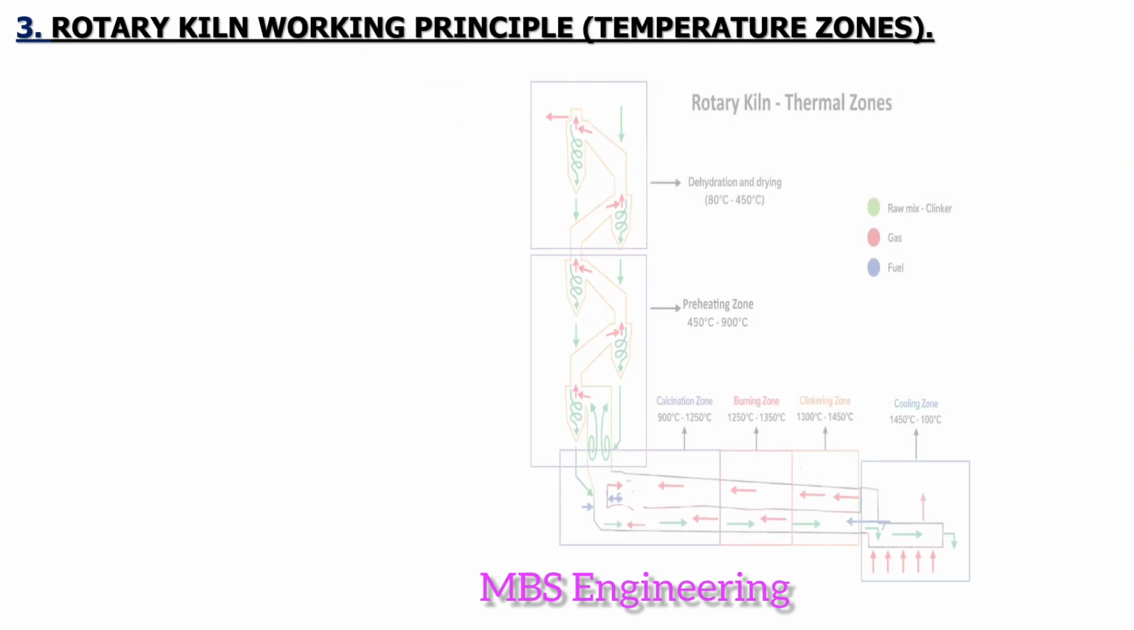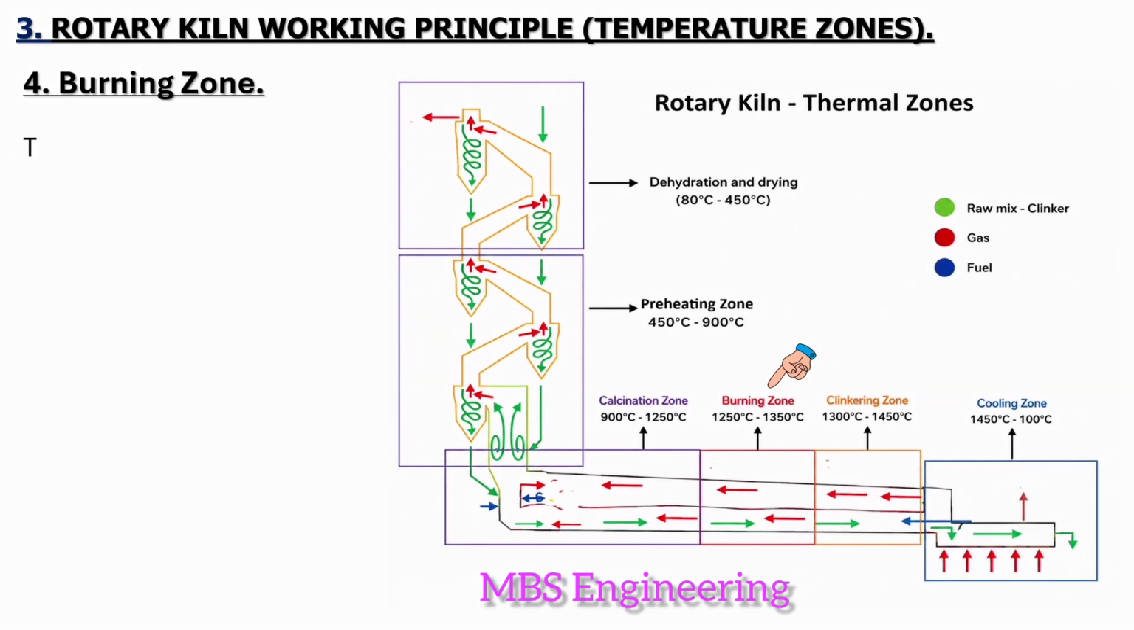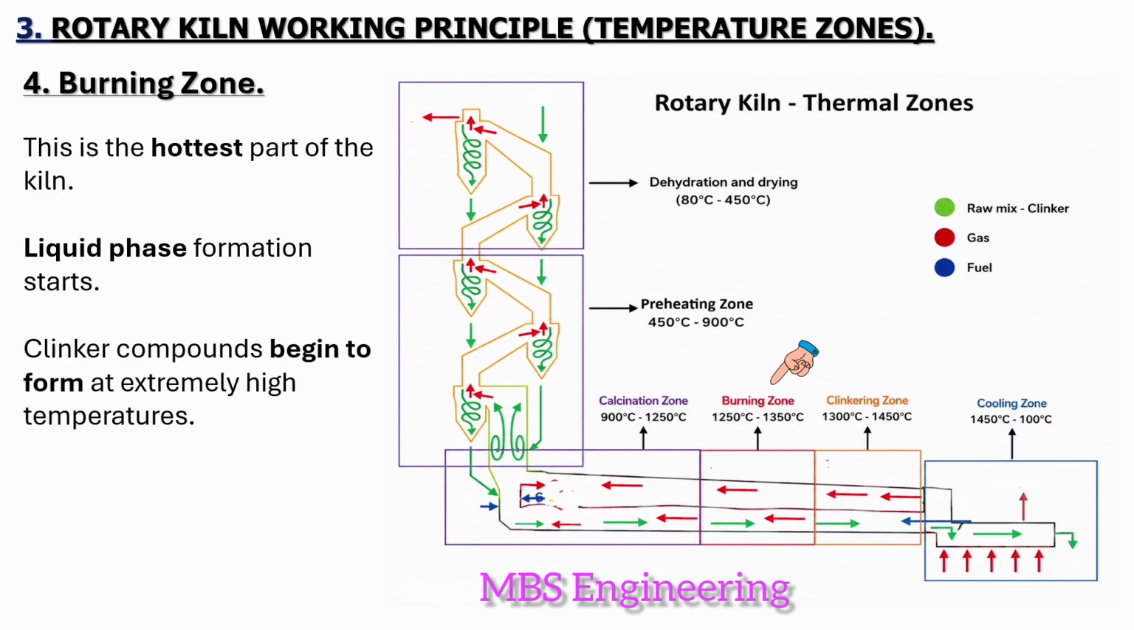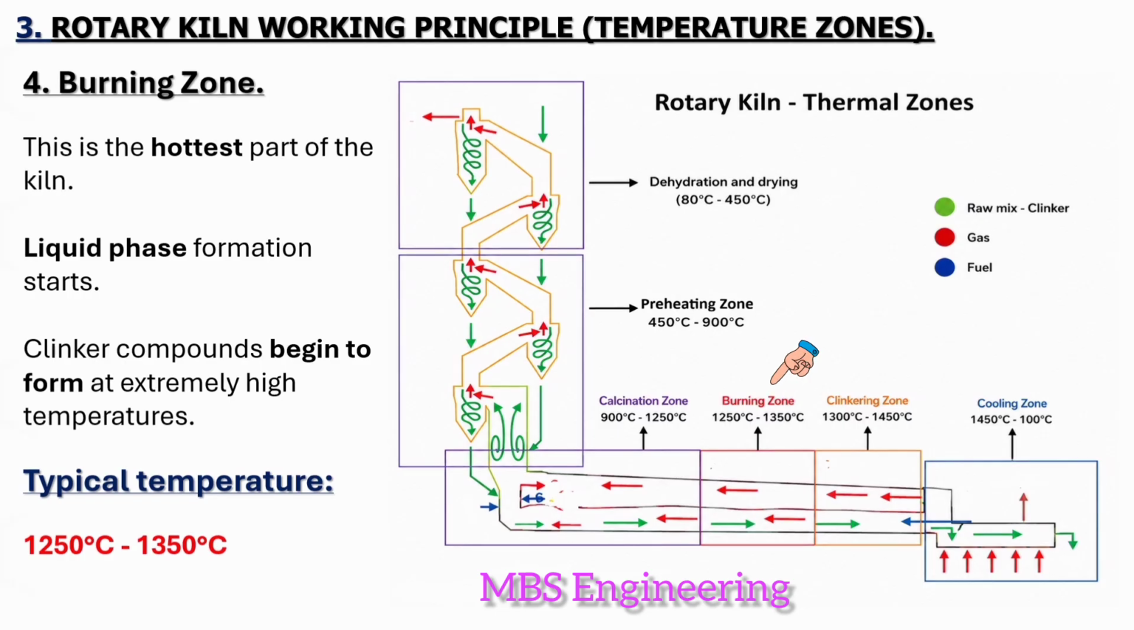Next, we will learn and understand the fourth temperature zone as burning zone. This is the hottest part of the kiln. Liquid phase formation starts. Clinker compounds begin to form at extremely high temperatures. In this zone, temperature in the range of 1250 degrees Celsius to 1350 degrees Celsius.